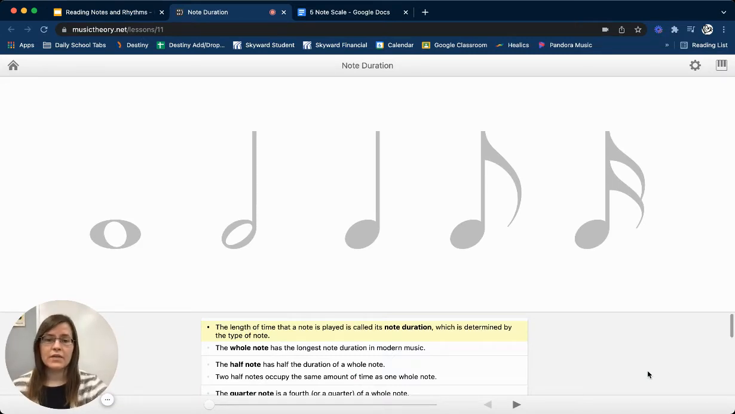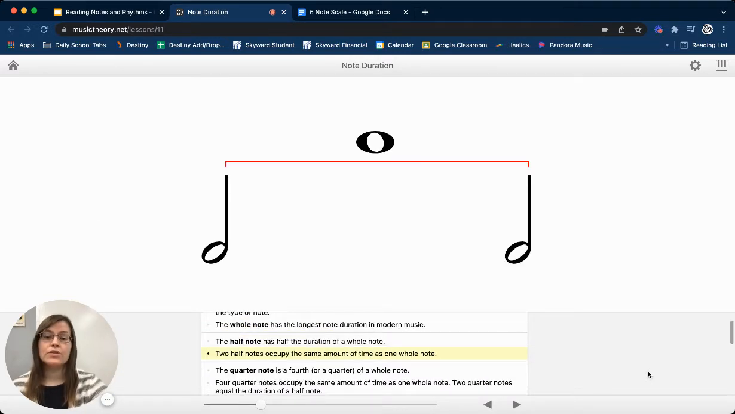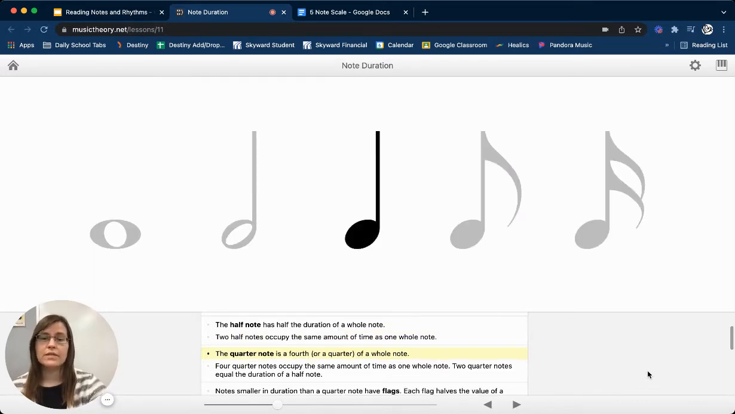Here's another way to look at it. The length of time that a note is played is called its note duration, which is determined by the type of note. The whole note has the longest note duration in modern music. The half note is half the duration of a whole note. 2 half notes take up the same amount of time as 1 whole note. The quarter note is a fourth or a quarter of the whole note.